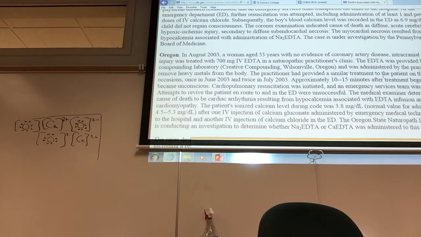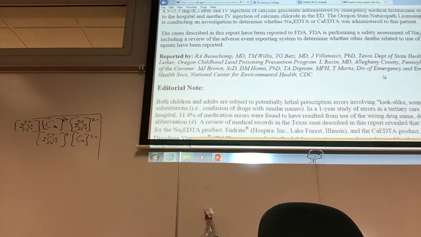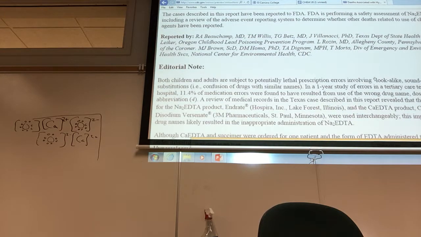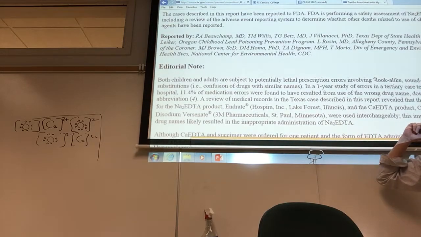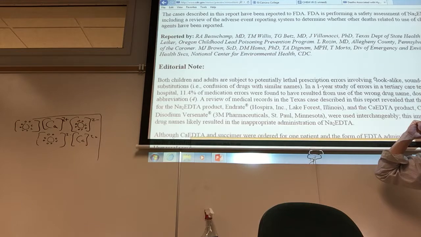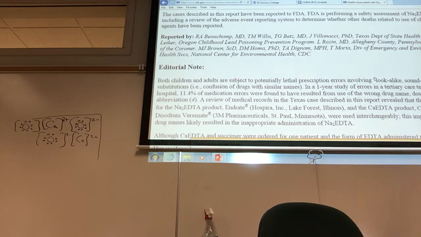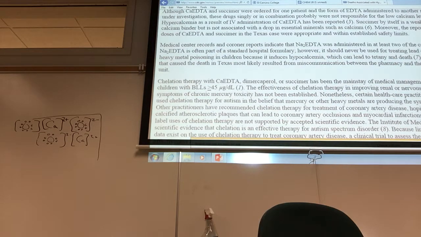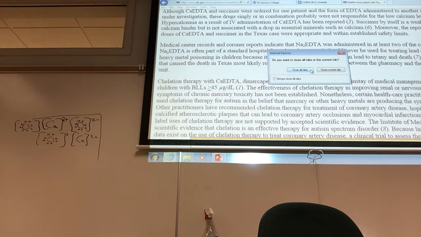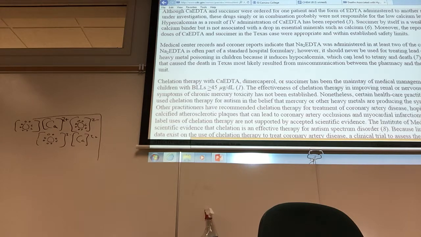53-year-old woman, 2003, Oregon, etc. This isn't even all of them. There's more. So anyway, the Centers for Disease Control, CDC, recommends that sodium EDTA be taken off the shelf, so that mistake can't be made. Well, that's always depressing.